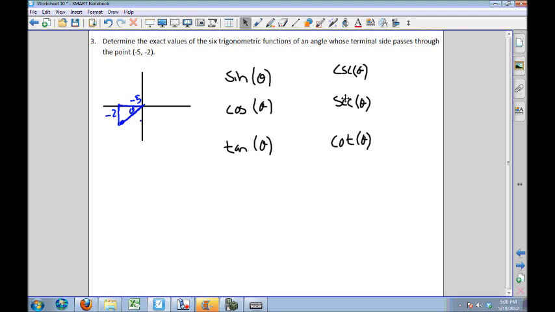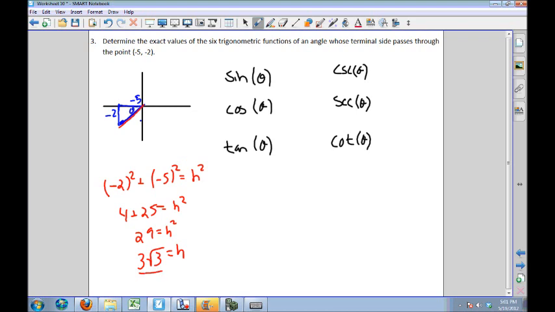Well, in order to find those out, let me clean this diagram up a little. I'm also going to need to know the length of this hypotenuse. I know the length of each of the sides, but in order to find the hypotenuse, I'm going to use the Pythagorean theorem. -2 squared plus -5 squared will equal the hypotenuse squared. So 4 plus 25 equals the hypotenuse squared. 29 is the hypotenuse squared, so root 29 equals the length of my hypotenuse.